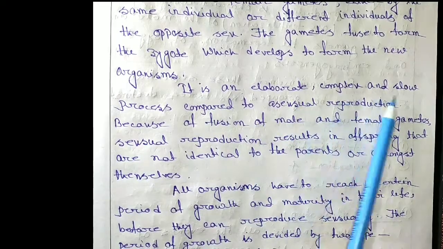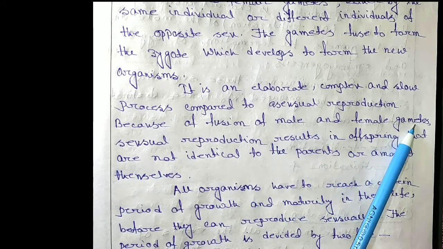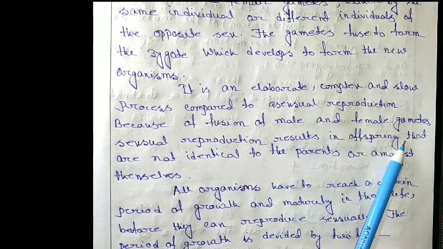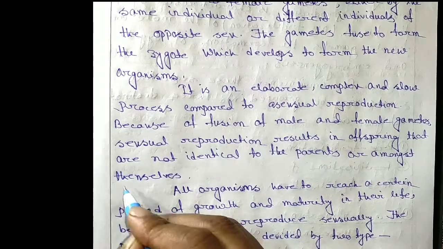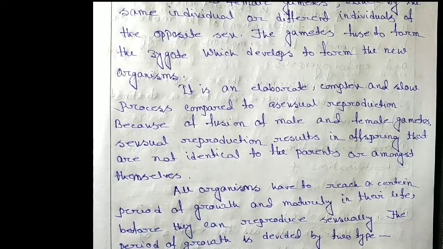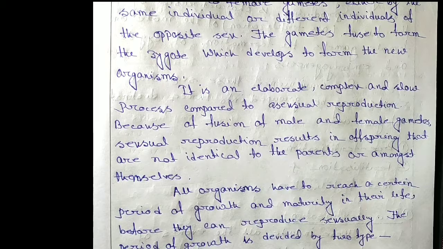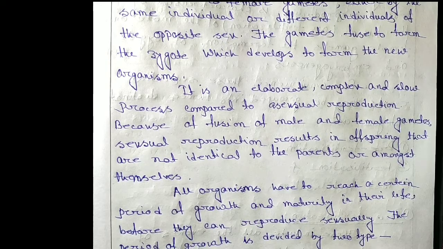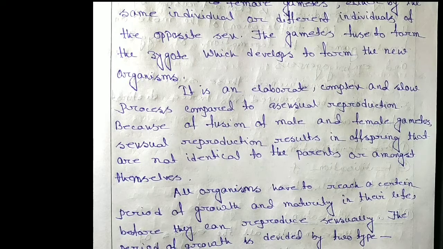It is an elaborate, complex and slow process compared to asexual reproduction because of the fusion of male and female gametes. Sexual reproduction results in offspring that are not identical to the parents or amongst themselves. That means the offspring that reproduce through sexual reproduction are not similar or identical to their parents or amongst themselves. Why does that occur? That occurs because the gametes, which come from the mother and the father, are not similar. That's why the offspring are also not identical.